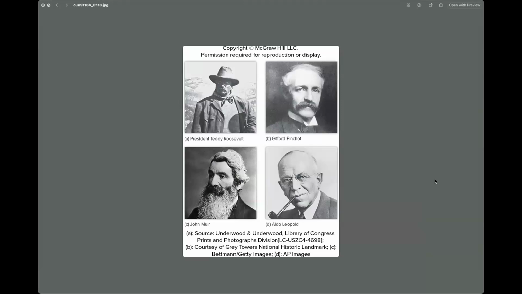So here, I mentioned three of these chaps already. There's Teddy Roosevelt, Mr. Outdoorsy, who created Yellowstone and then at the behest of Muir and Pinchot created Yosemite, the second national park. And these are controversial characters.